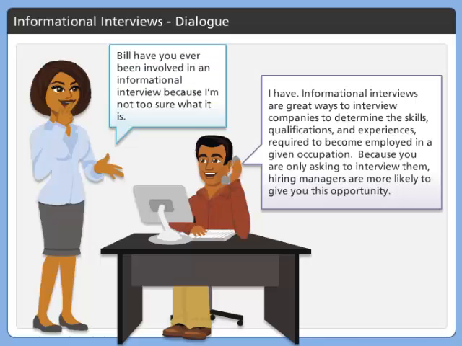Bill, have you ever been involved in an informational interview? Because I'm not too sure what it is. I have. Informational interviews are great ways to interview companies to determine the skills, qualifications, and experience required to become employed in a given occupation. Because you are only asking to interview, hiring managers are more likely to give you this opportunity.